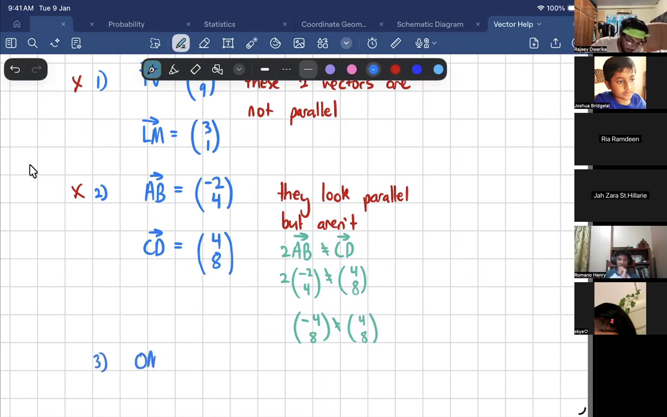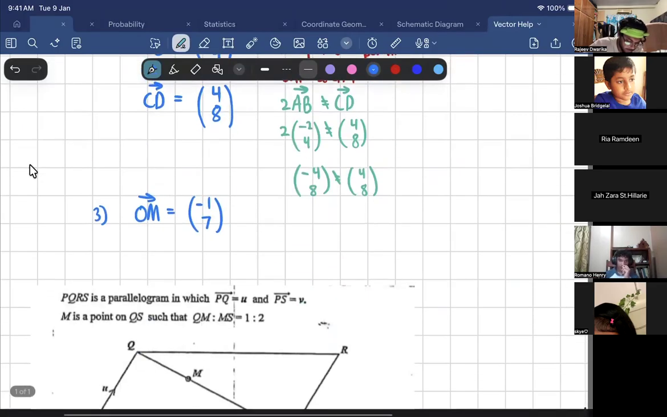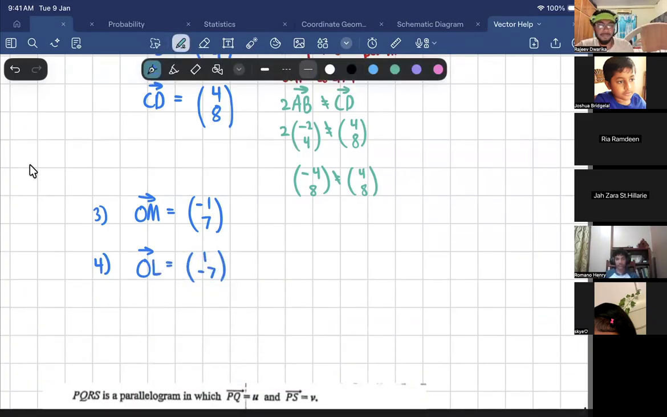What about this one? OM is going to be minus 1, 7. And then I have OL, and that is going to be 1, minus 7. Are these two parallel? Yes or no? No. Okay, guys. It's not a hive mind kind of thing here. It's not like Stranger Things. I want you to use all your own brains. Yes, it is. It is parallel.